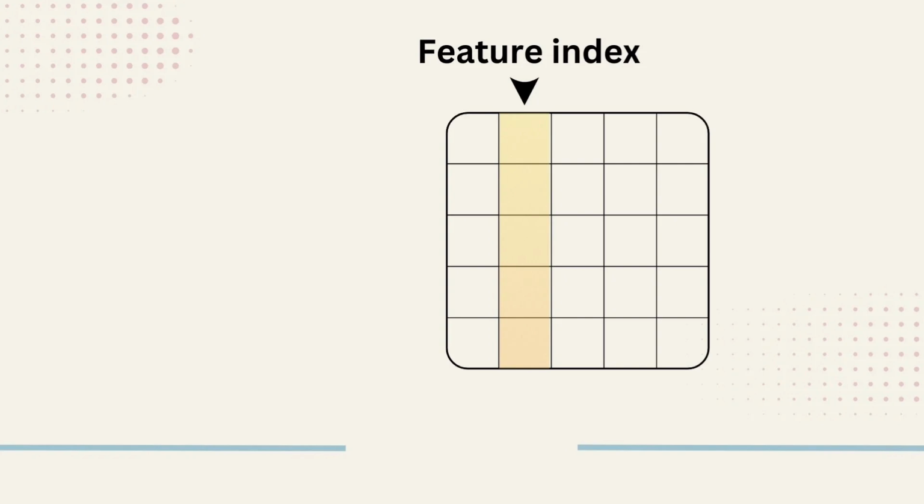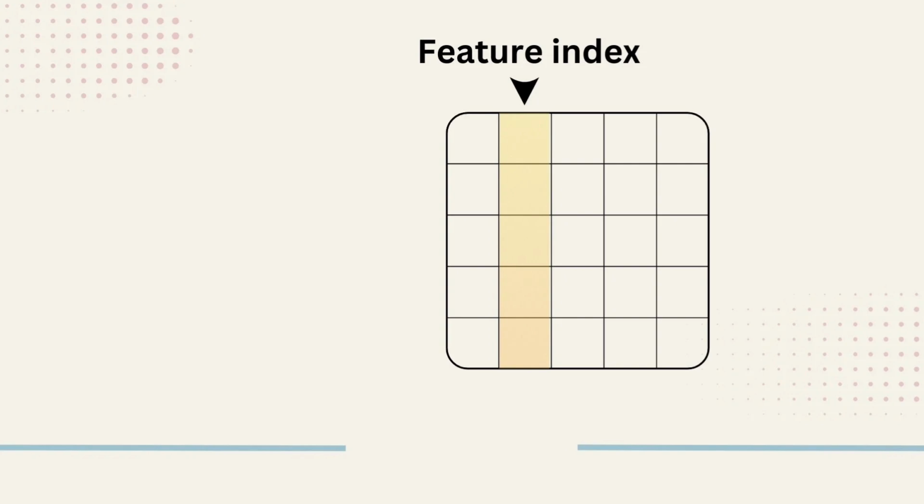Now, let's imagine that we have identified the important feature index of the given data. Our next question would be how to split the data. To split the data, we need another variable called the threshold. The threshold value divides the data into two sets.